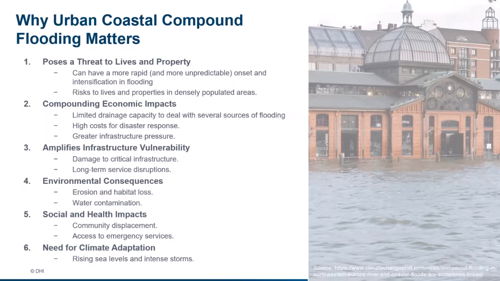We have potentially limited drainage capacity to deal with several sources of flooding, and we'll show you in our case study a situation where there was a lot of sewer backups happening because of the storm surge that is occurring across the waterfront of Buffalo. So quite a few of interesting impacts there. It does amplify infrastructure vulnerability. There are, of course, always environmental consequences as well with these events: erosion and habitat loss, contamination of waterways, etc. So certainly there are many reasons as to why these mechanisms of coastal compound flooding matter.